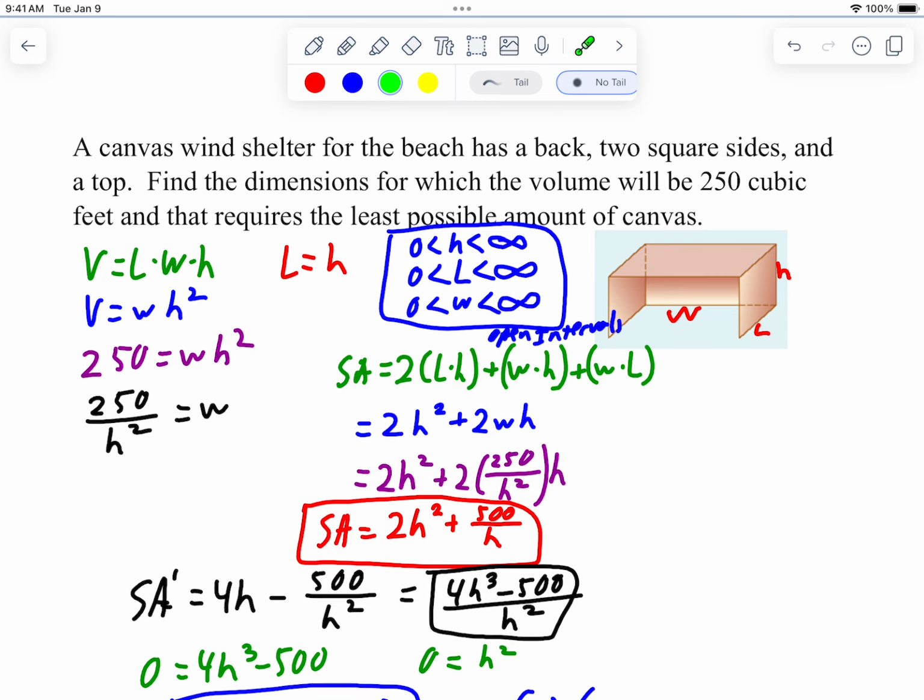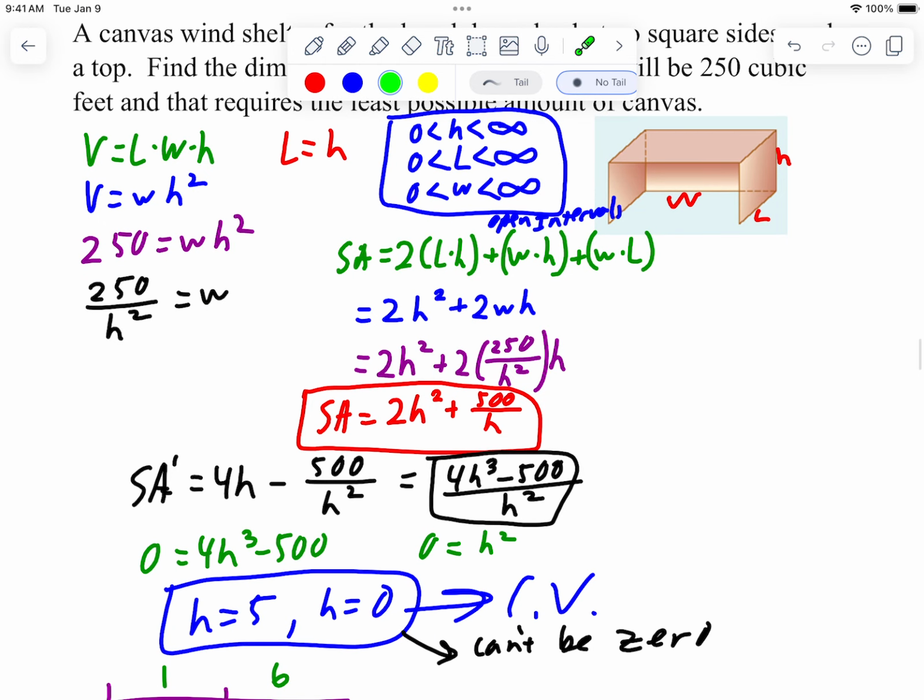Okay, now I did a bunch of substitutions. So we know the length and the height are the same. So this becomes 2h squared. This became, again, the length and the height are the same, so I can call this height. So this became 2wh. But I know that w is 250 over h squared. Here I simplified this a little bit, and that's how I got my surface area equation: 2h squared plus 500 over h. Now let's go ahead and do the derivative.